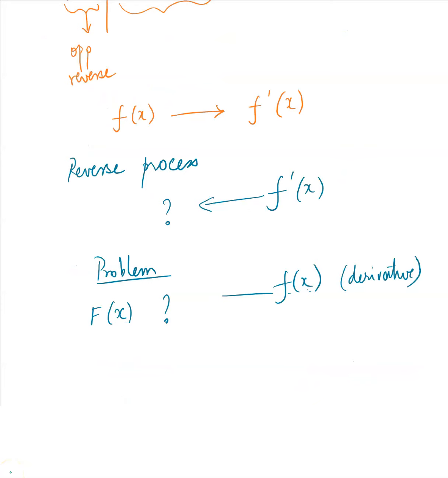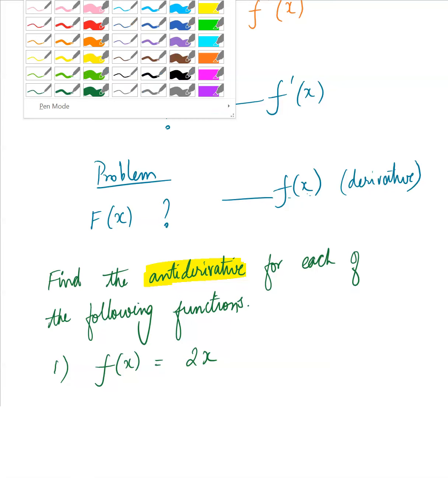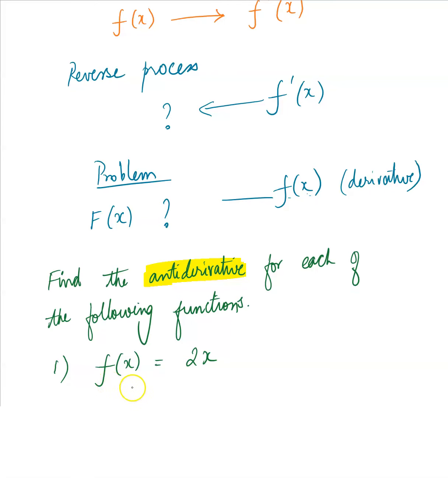So let's say you had this problem where they asked you to find the antiderivative. If you read this problem, it says find the antiderivative for each of the following functions, and we're looking at problem number 1. f of x equals 2x. Now if you looked at just the way it is presented, it's f of x, they didn't say f prime of x. However, our hint comes from the language here. It says find the antiderivative. Therefore we know that what they're giving us is already the derivative.